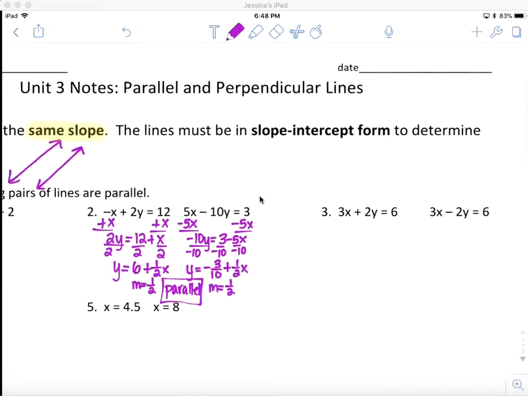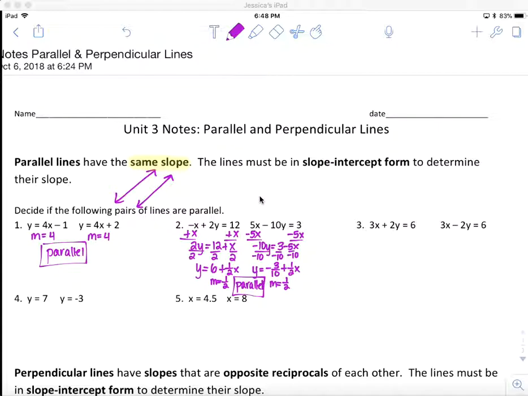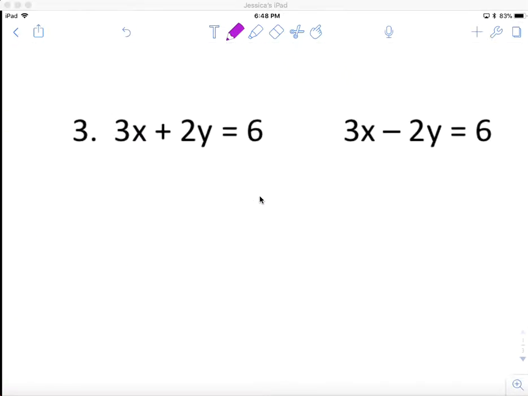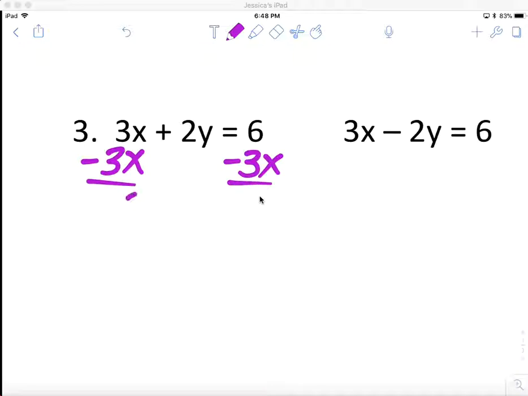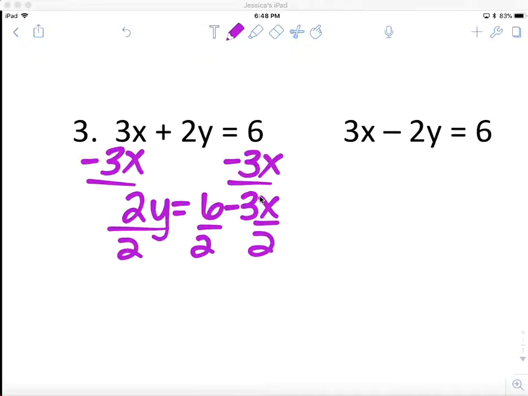I want you to try number 3 on your own. Pause the video, and then restart it when you're ready to check. For my first equation, to get y by itself, I'm going to subtract 3x on both sides. Then I'm going to divide everything by 2. When I do that, I have 6 divided by 2, which is 3, and then negative 3 over 2 is going to stay negative 3 over 2x.